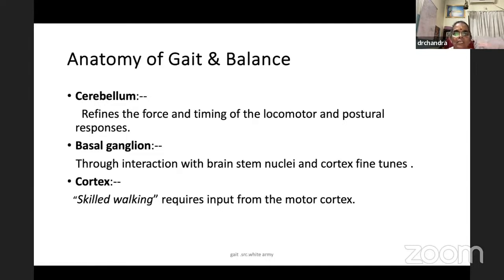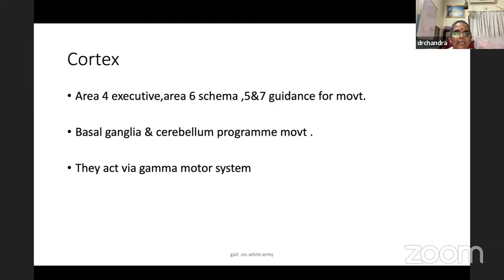Cerebellum regulates the force and timing of the locomotor and postural responses, and basal ganglia, through interaction with the brainstem nuclei and cortex, fine-tunes the movement. And for skilled walking, graceful walking, cortex is needed. Area 4 is the motor area. Area 6 is the supplementary motor area. And others are association areas. Then you have got the basal ganglia and cerebellum, and they act via the gamma motor system. As you saw, the gamma motor system is supraspinal, spinal, and efferent to the intrafusal fiber.